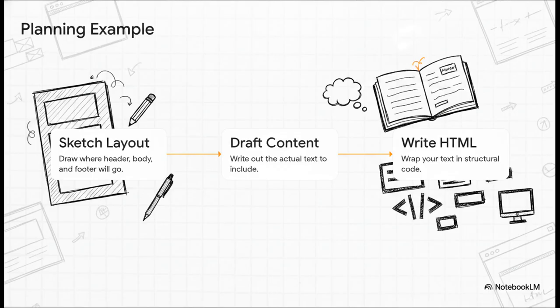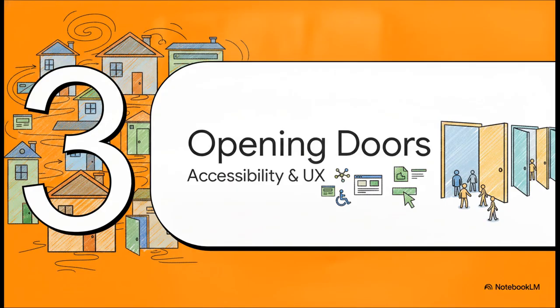Now you can take those words you drafted and just wrap them in the structural code we talked about earlier. Okay, phase 3, opening doors. We have our structure, but it begs a really critical question. How do we make sure everyone can actually use it?